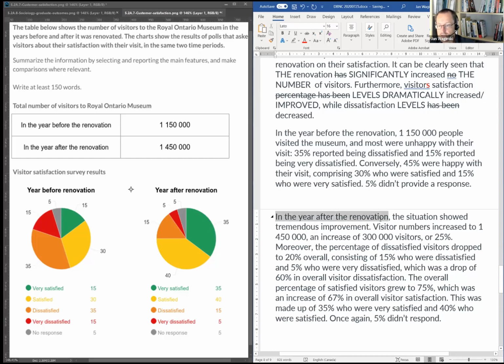In the year after the renovation, the situation showed tremendous improvement. Visitor numbers increased to 1,450,000, an increase of 300,000 visitors, or 25%. Moreover, the percentage of dissatisfied visitors dropped to 20% overall, consisting of 15% who were dissatisfied and 5% who were very dissatisfied, which was a drop of 60% in overall visitor dissatisfaction. The overall percentage of satisfied visitors grew to 75%, which was an increase of 60% in overall visitor satisfaction.